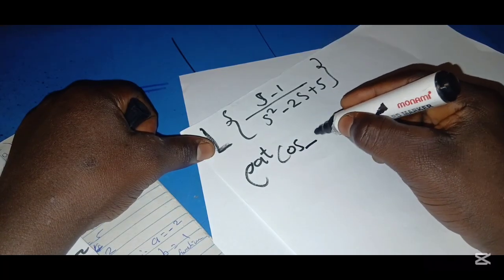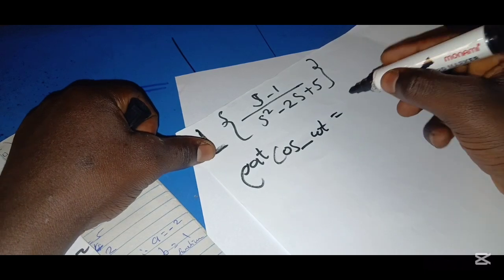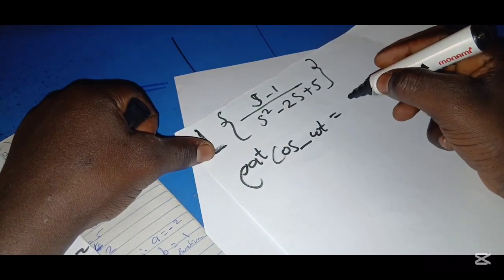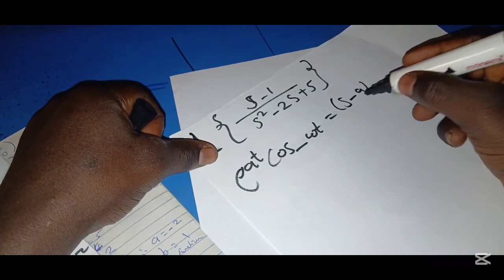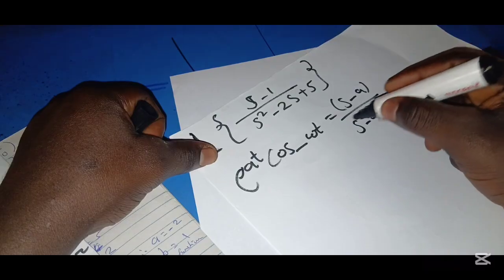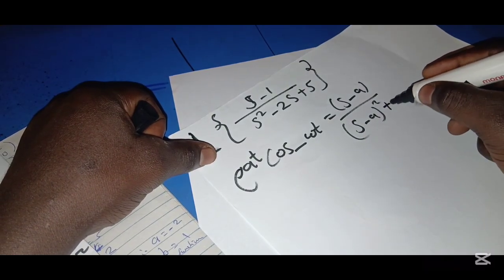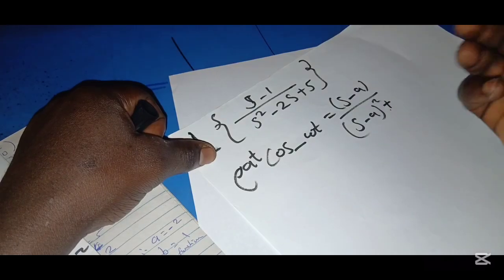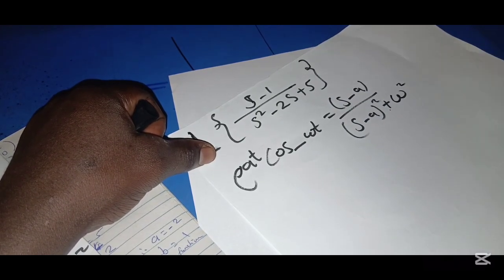Cos. Now I don't know whether it's h or what. So there is omega t equal s minus, if at the top is a must, and s minus a squared at the denominator side is a must. And I don't know whether this is a plus or minus, but at the end of the day, we will get to know. Just bring your omega squared.